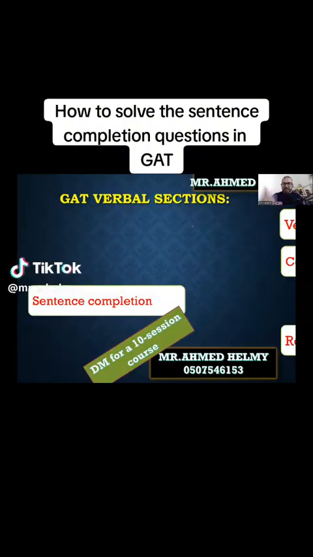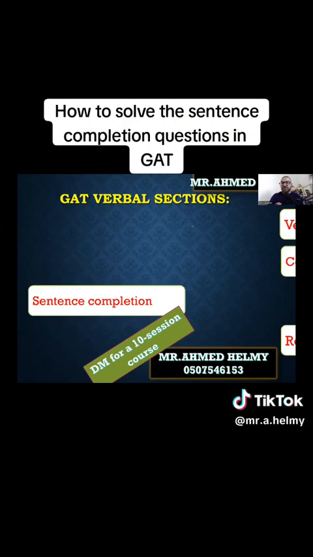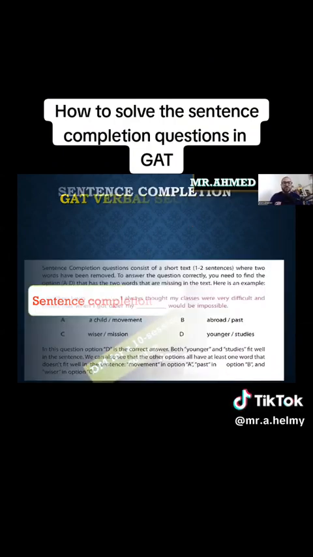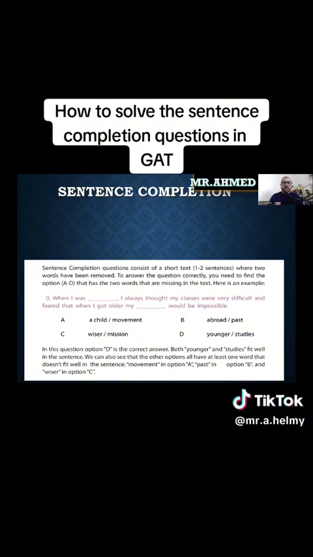Hello again. Let's solve some sentence completion and learn how we can master this question in the GAT test. Of course, you will be faced with a question like this. You will be given a paragraph with two empty spaces or blanks, and then you are given four choices. Then you are supposed to put the correct choice in each of the spaces.